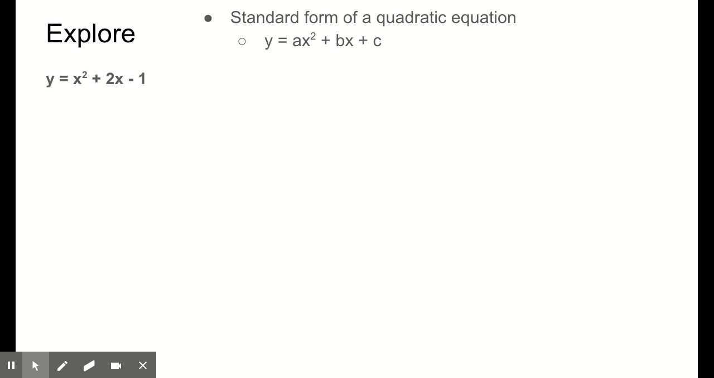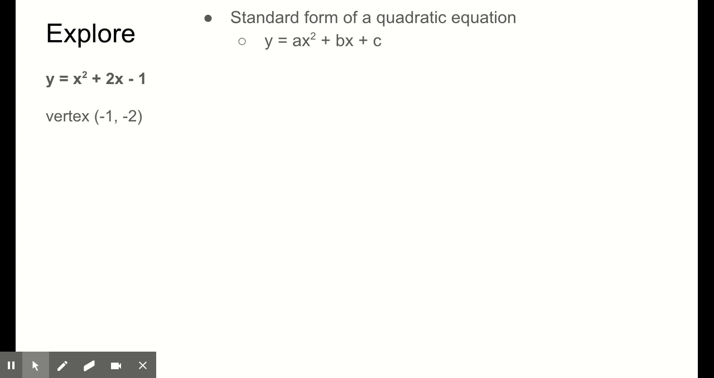And here we have the equation y equals x squared plus 2x minus 1. Now I want to look at this equation graphically. So in order for us to graph this, we would need to find the vertex, x equals negative b over 2 times a, plug that back in to find the y value, and we would get a vertex of negative 1, negative 2.